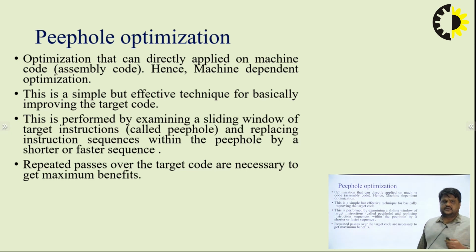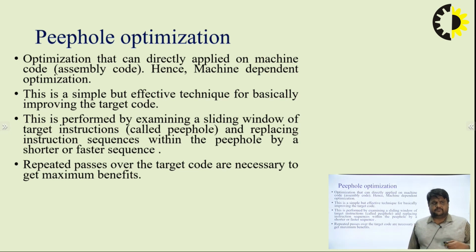Basically, code optimization is of two types: machine independent optimization and machine dependent optimization. When we perform the optimization on the intermediate code, it is called machine independent optimization. When we perform the optimization on the assembly code, or you can say on the machine code, then this is called machine dependent optimization. So peephole optimization is basically machine dependent optimization.